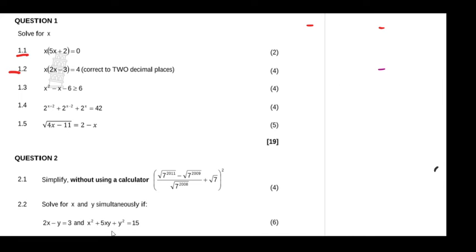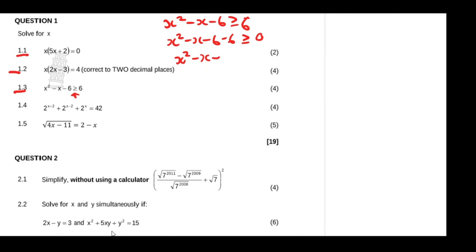So now we're going to look at question 1.3, right? This one here. We have x squared minus x minus 6 is greater or equals to 6. So we are seeing an inequality sign. So what that means is we have x squared minus x minus 6 greater or equals to 6. Transpose the 6 to the other side. We have x squared minus x minus 6 minus 6 greater or equals to 0. So it's going to be x squared minus x minus 12 greater or equals to 0.